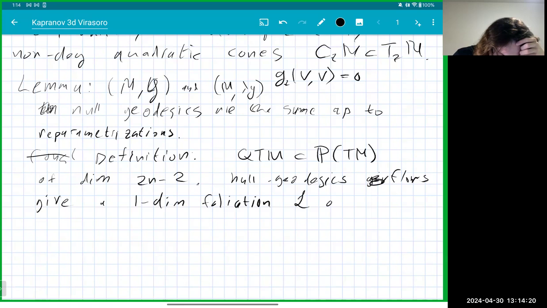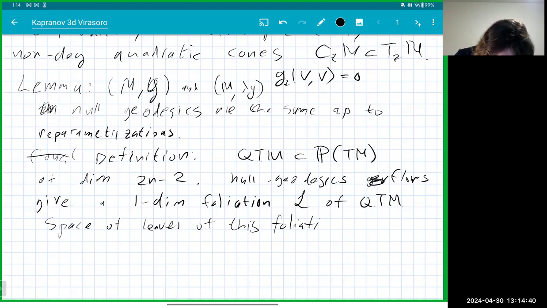L of QTM. Yeah, because tangent vectors to null geodesics are null. And the space of leaves of this variation is called the ambitwistor space.